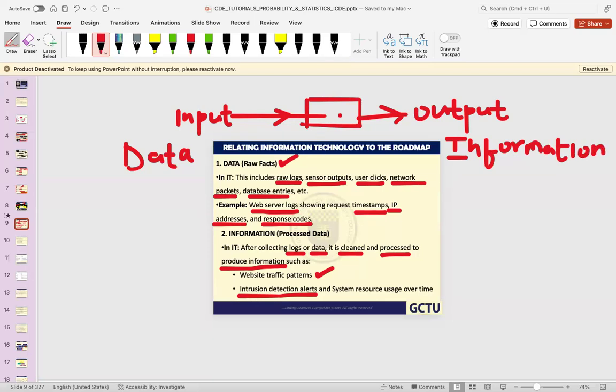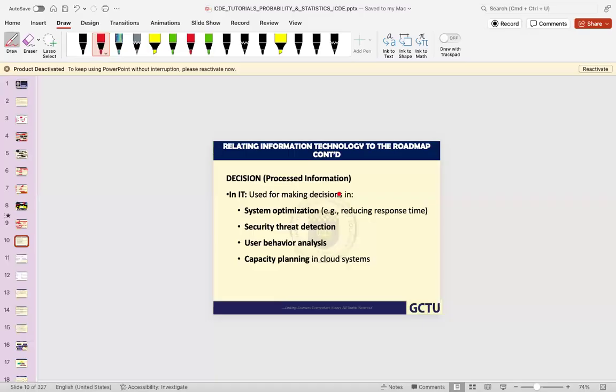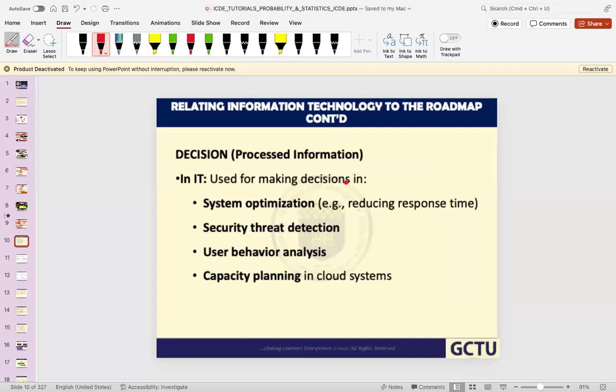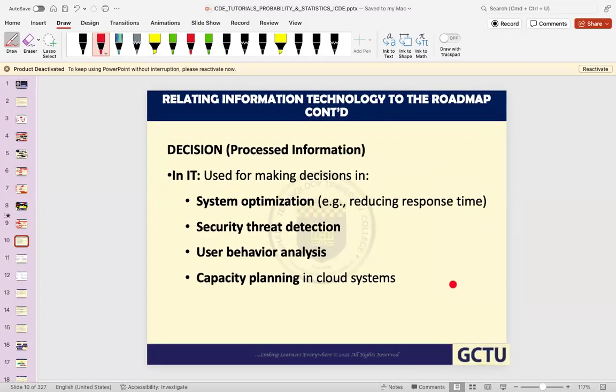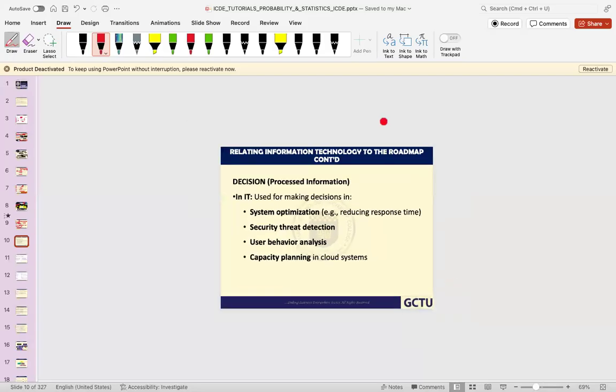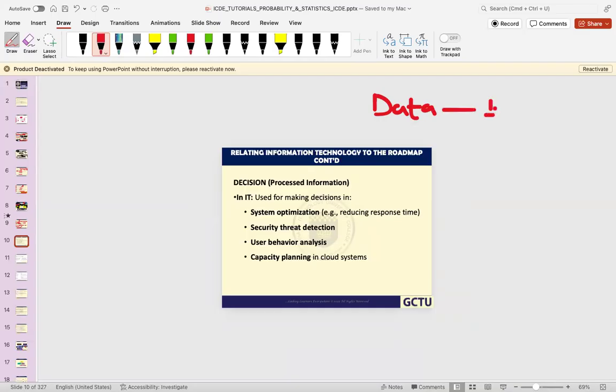Because the data has been processed by the system, you have information. Now, what about decision? There were three things I did. I said the roadmap, we are moving from data to information. And then from information, we move to decision.